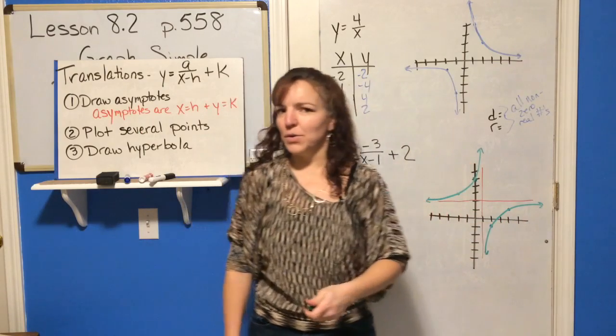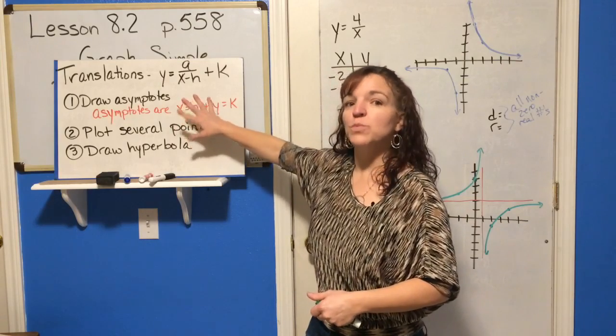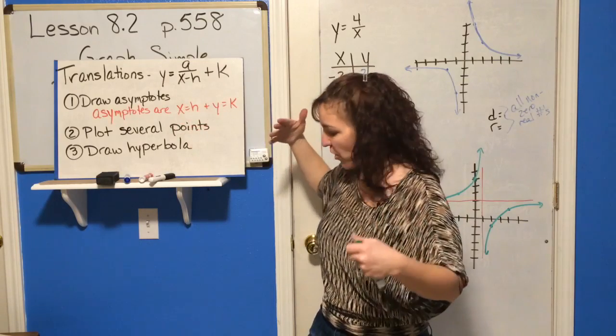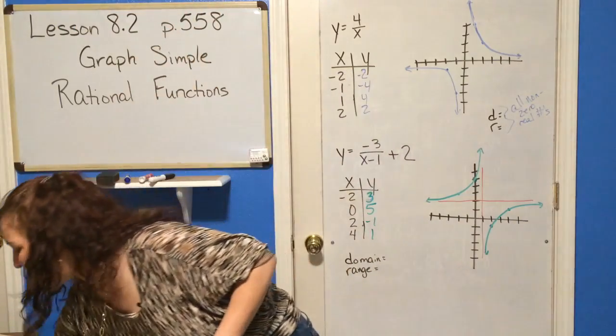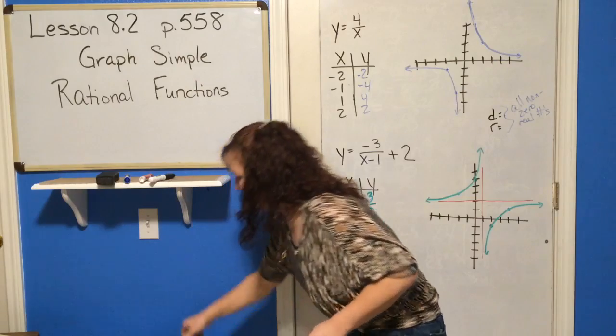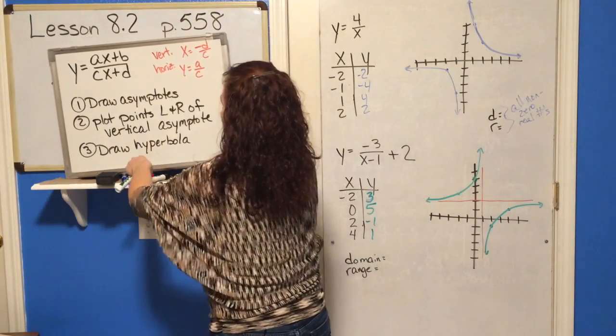All right, so far so good. So step 1, draw the asymptotes, and then just plot some points and draw your hyperbola. All right, last type, and this is where it gets crazy. We can do this though, no problem.